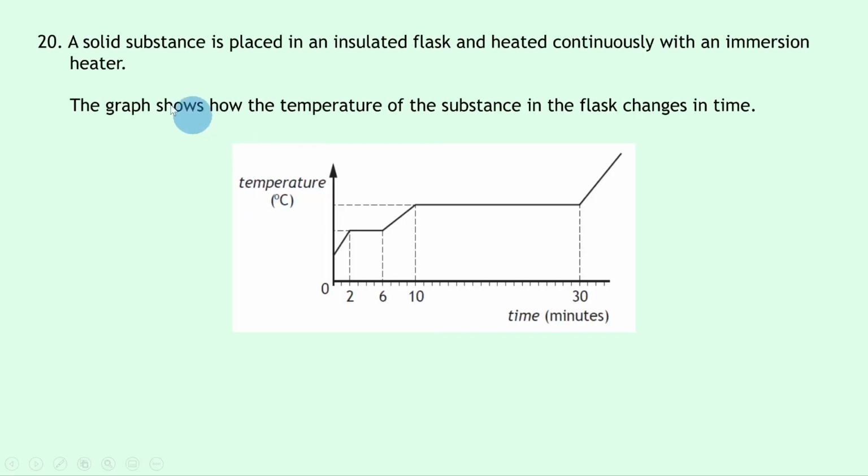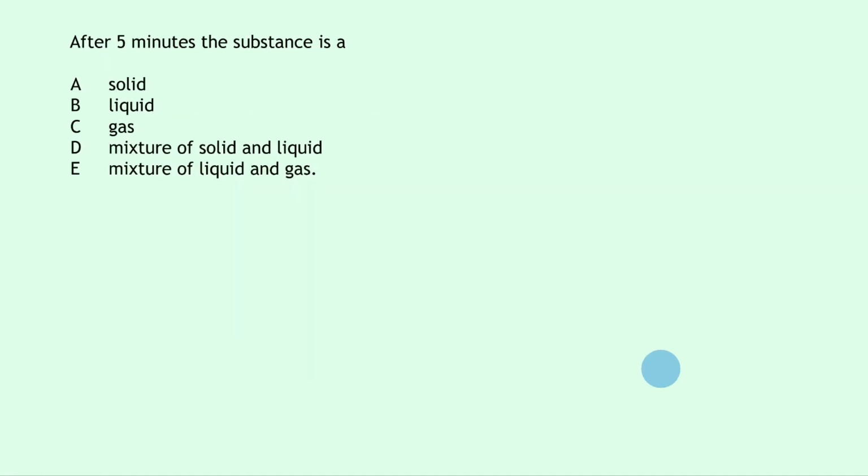Lastly, question 20 says that a solid substance is placed in an insulated flask and heated continuously with an immersion heater. The graph shows how the temperature of the substance in the flask changes in time. So we have temperature in degrees Celsius on the y-axis and time in minutes on the x-axis. It then says after 5 minutes the substance is a solid, liquid, gas, mixture of solid and liquid, or mixture of liquid and gas. Well, let's look at the graph for after 5 minutes.